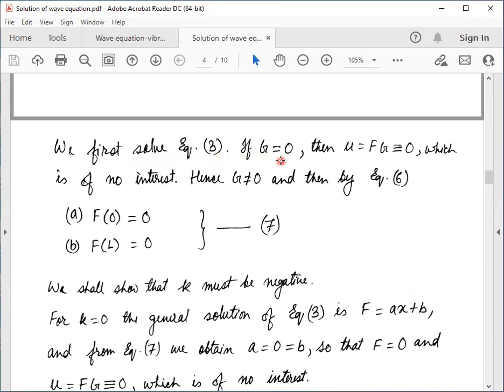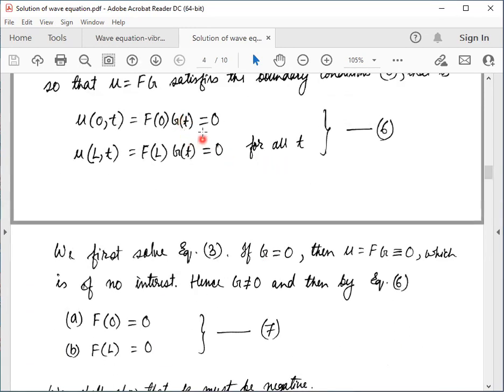If g is identically equal to 0, where the three horizontal lines mean identity, then u will always be 0. That means if g is equal to 0, then u equal to f times g will always be 0, which is of no interest. That means when u equals 0, the string is not vibrating.